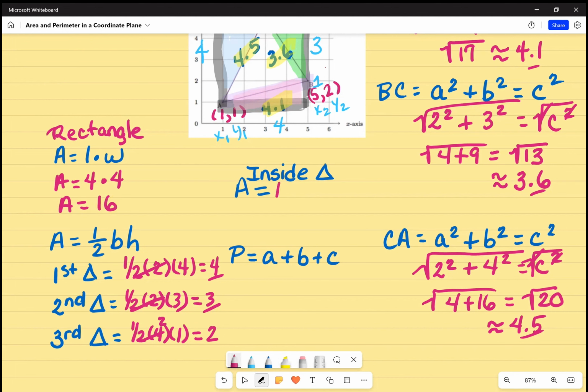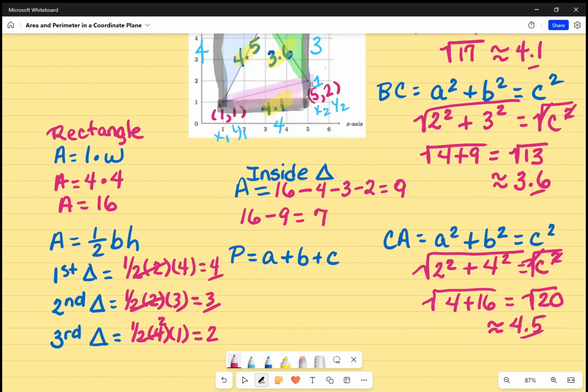So to find the area of the inside triangle, my original triangle, I'm going to take the shape that's on the outside and take the area of it, and I'm going to subtract the areas of the right triangles. When I do so, 16 minus 4 minus 3 minus 2 is equal to 7. I accidentally wrote 9, but I meant 7.